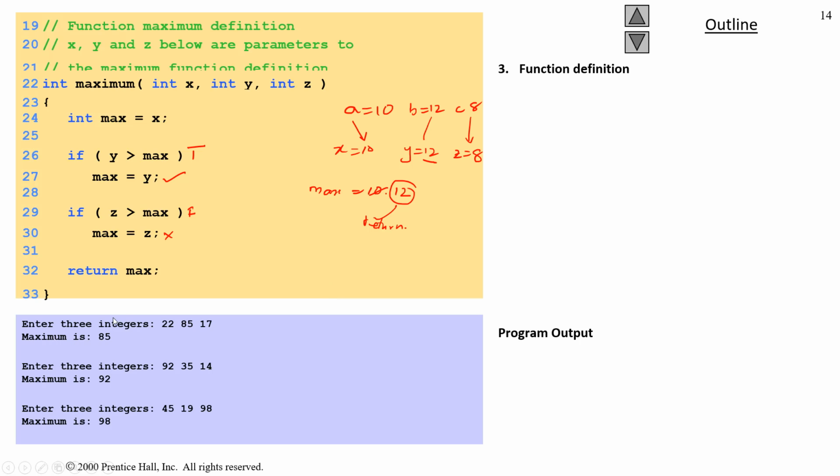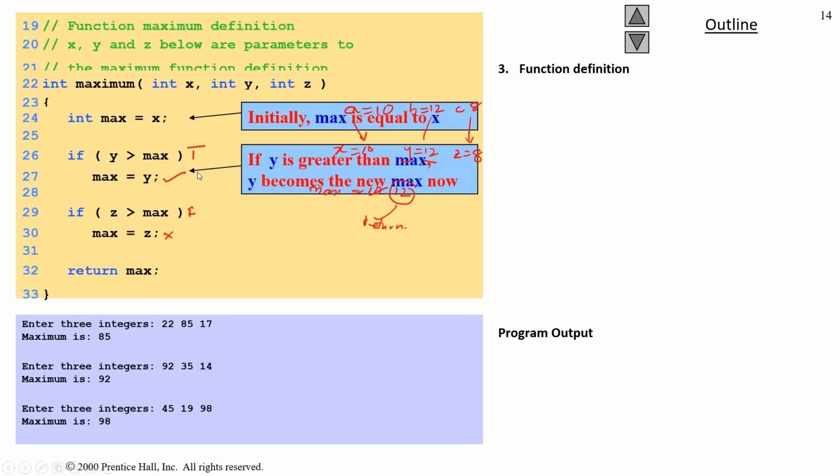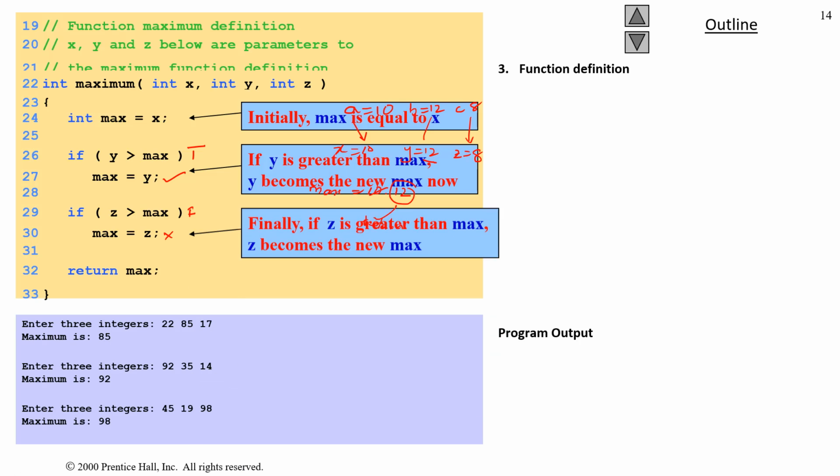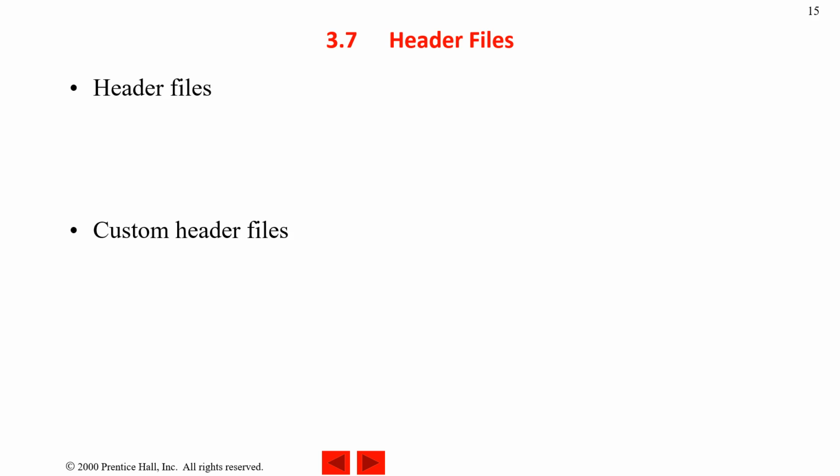So maximum, these are the three sample outputs. If the user enters 22, 85 and 17, the max is 85, and if you enter this, the max is 92. If you enter this, the max is 98. So this is how a basic function works. So there is the initial max value, and then you are looking to replace the value only if it is greater, but otherwise just keep it as it is.